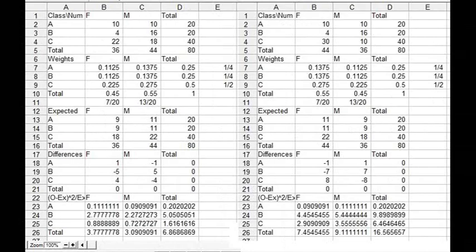Here I've got 2 more scenarios. On the left-hand side, I've massaged the data just a little bit. On the right-hand side, I really moved them around. And let's see, we got 10 and 10 cases for A, 4 and 16, 22 and 18. And you work it through all the way to the bottom, and we get a chi-square of about 6.8 and something.